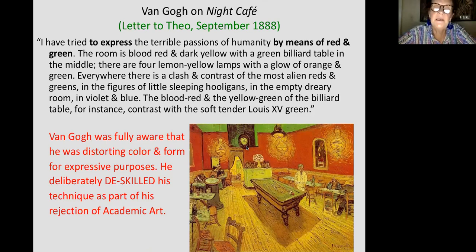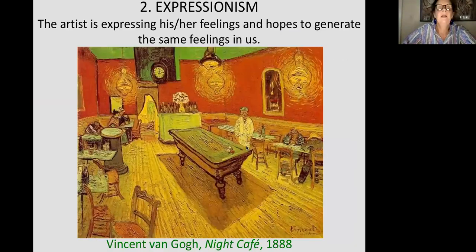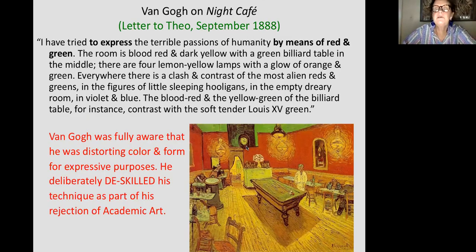And this is key, he deliberately de-skilled his technique. So I just said that realism was about technical excellence, and now I'm suggesting that expressionism often involved de-skilling. That is, not trying to be technically precise, in fact, going the opposite direction.